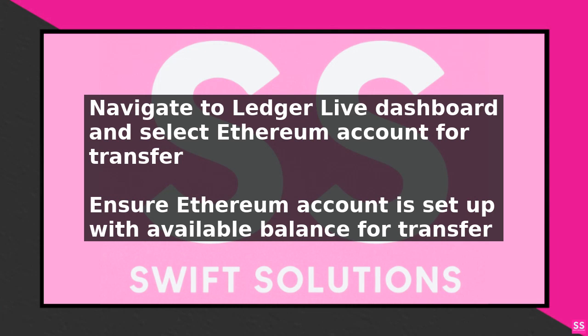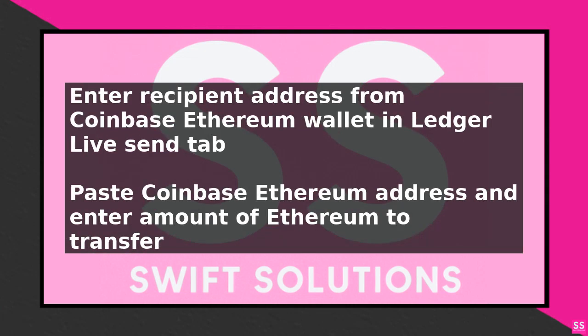Paste the Coinbase Ethereum address into the recipient field on the Ledger Live Send tab. Enter the amount of Ethereum you want to transfer, taking into account any transaction fees that may apply. Review the transaction details carefully to ensure everything is correct.